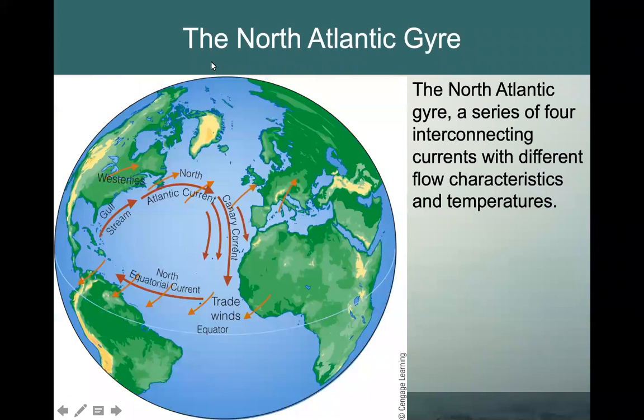So if we look specifically at the North Atlantic Gyre, we notice that it is made up of four interconnecting currents that have different flow characteristics and temperatures. So the first current that we've already been talking about is the Gulf Stream. And what we see right here are the winds. These are the trade winds that Ben Franklin and James Rennell were talking about as piling up that water on the coast of South America, so that we then had this strong pressure gradient that was the force to give us the Gulf Stream that moved those warm waters northward.